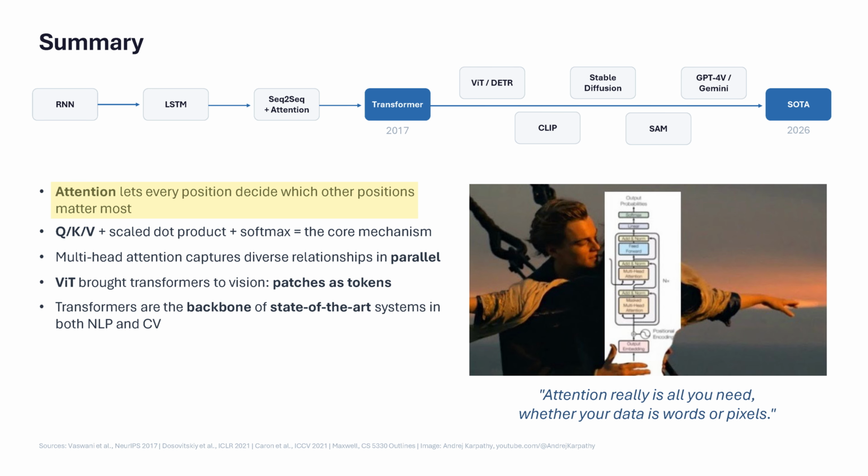To wrap up, attention lets every position in a sequence decide which other positions matter most. The core mechanism is query, key, and value projections combined through a scaled dot product. Multi-head attention captures multiple types of relationships at once. And Vision Transformer proves that the same idea works on images. You just treat patches as tokens. Today, transformers sit behind nearly every state-of-the-art system in both language and vision.